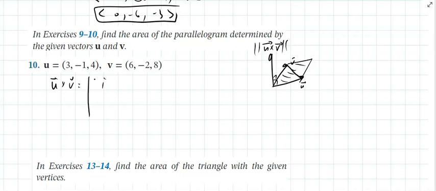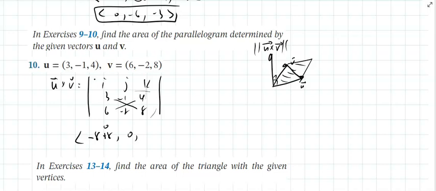Let's set it up: i, j, k, 3, negative 1, 4, 6, negative 2, 8. So the i component, if I cross its row and column, I'll be left with those. That's negative 8 minus 8, minus a negative 8 plus 8. That's 0. And if I take the j component, I'll get 24 minus 20. That's 0. That's odd. This is 0. And if I take the k component, that's negative 6 plus... Are those multiples of each other? 3 times 2. Yeah, okay, they're multiples of each other. So this is 0, 0, 0.